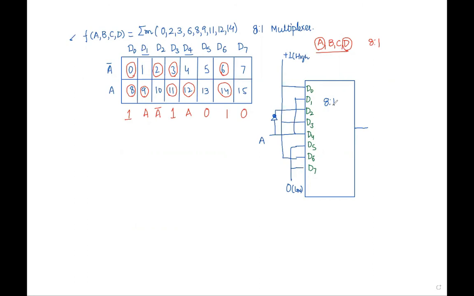Here I am implementing a 4 variable function using a 3 variable multiplexer. You can also try an 8 variable one using 4:1, so that's up to you. That's all as far as this multiplexer topic is concerned, and if you have any doubt, you can discuss it with me.